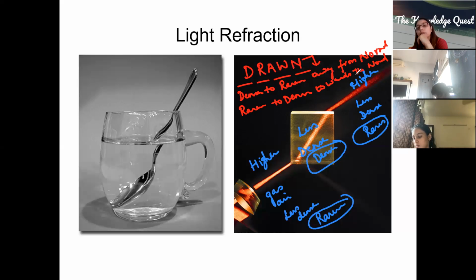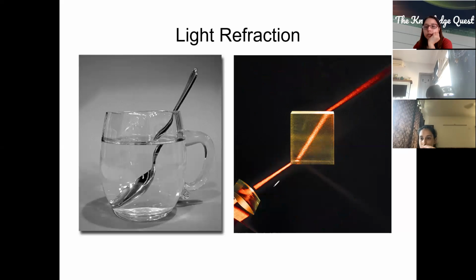So how will the light behave when it is going from a denser to a rarer medium? Away from the normal. And rarer to a denser medium? Towards the normal. अब जो हमने सीखा, let's see whether it is correct or not. This is what medium? Rarer, denser, rarer, right? And what did we say? Drawn. So I'll make a normal here.